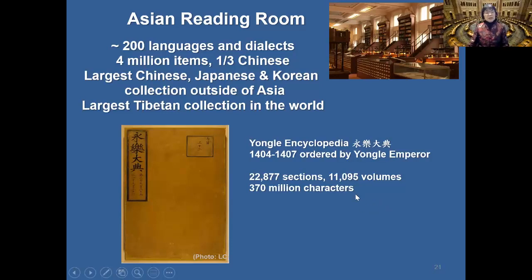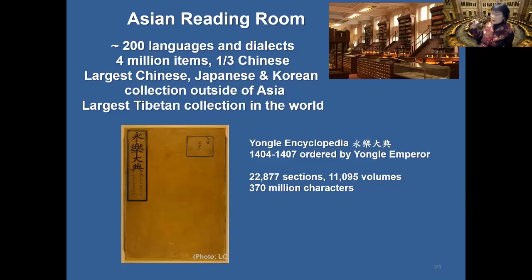Yongle is the name of a Ming Dynasty emperor. He ruled during this time. So during these 3 years, he said, I would like you to assemble an encyclopedia of all the most important publications in Chinese. I want that to be done. So what they did is 22,877 sections and bound it in 11,000 volumes. So altogether it has 370 million characters. So you can imagine how big.